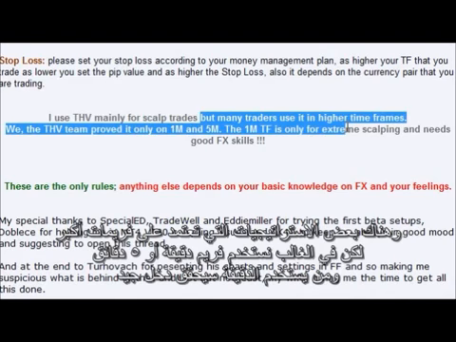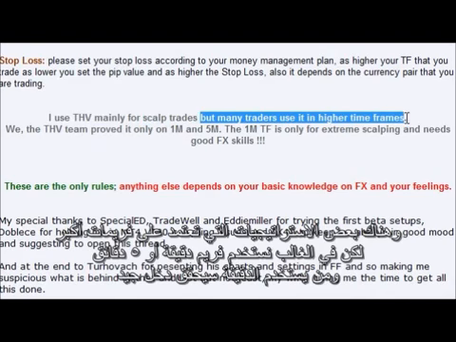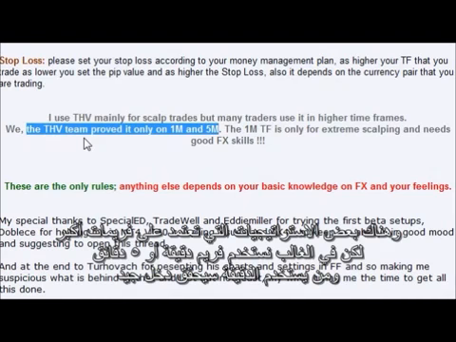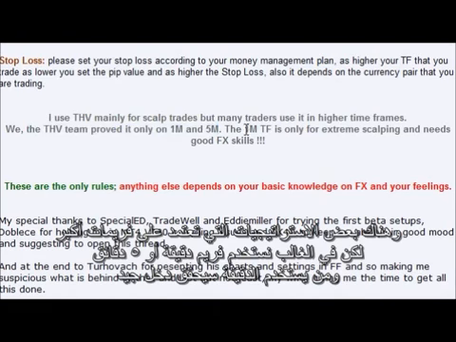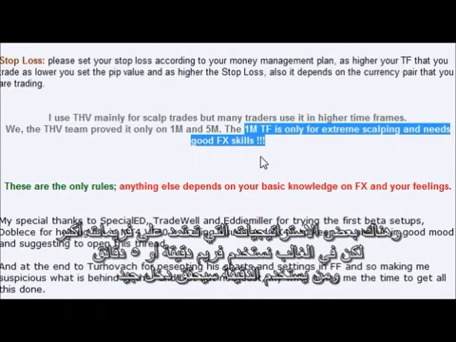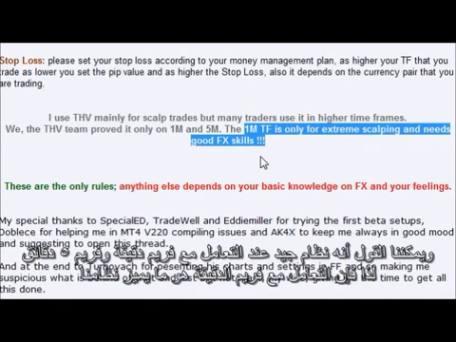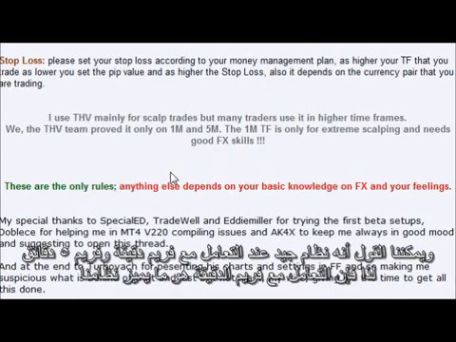He stated here that many other traders use it on other time frames, but specifically it was built around M1 and M5, and it's clearly stated here that the THV team have proved it only on M1 and M5. If you use M1, you should have extremely good FX skills. That being said, this is an incredibly good system, but is meant or created for scalping, M5 and M1. So with that in mind, let's now have a look at the components of THV.